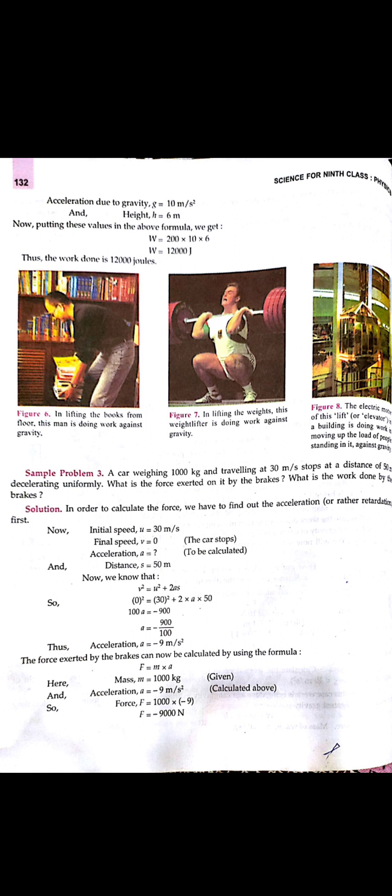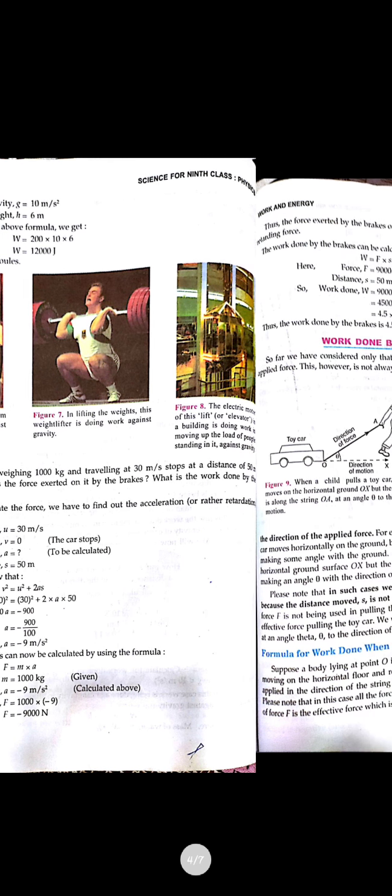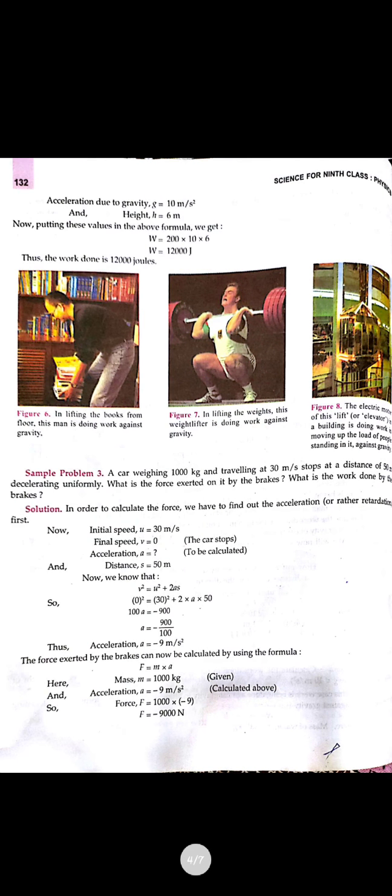So the force exerted by the brakes, how can we find it out? Brake means acceleration is negative. So F is equal to mass into acceleration. Putting the values of m and a together, what do we find? That force is equal to minus 9000 Newton. But the second question was, what is the work done by the brakes?